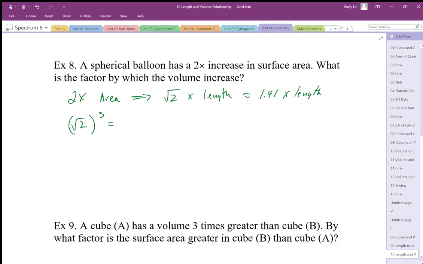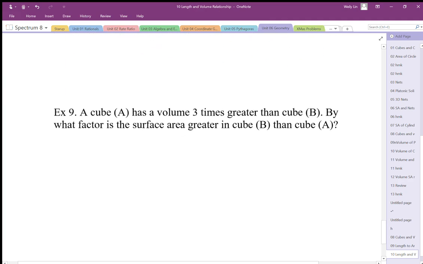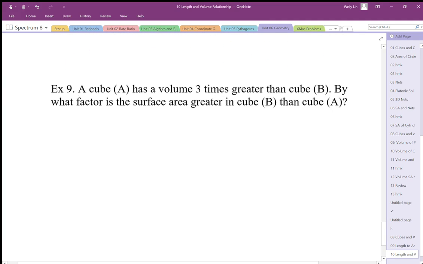using my calculator here, I'm going to get about 2.83 times the volume. Okay, so if I increase the surface area by double, I'm going to increase the volume by about 2.83 times more volume. So there's my answer. I go from area to length, from length to volume. So this problem is fairly similar.